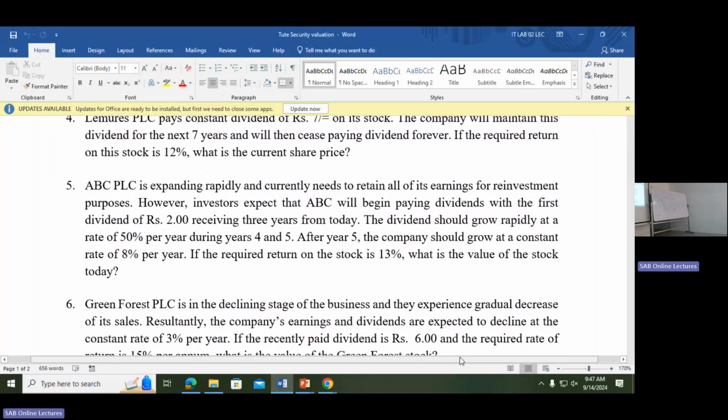However, investors expect that ABC will begin paying dividends, with the first dividend of 2 rupees, received 3 years from today. Dividends should grow rapidly at a rate of 50% per year during years 4 and 5. After year 5, the company should grow at a constant rate of 8% per year. If the required rate of return is 13%, what is the value of this stock today? Do this yourself.